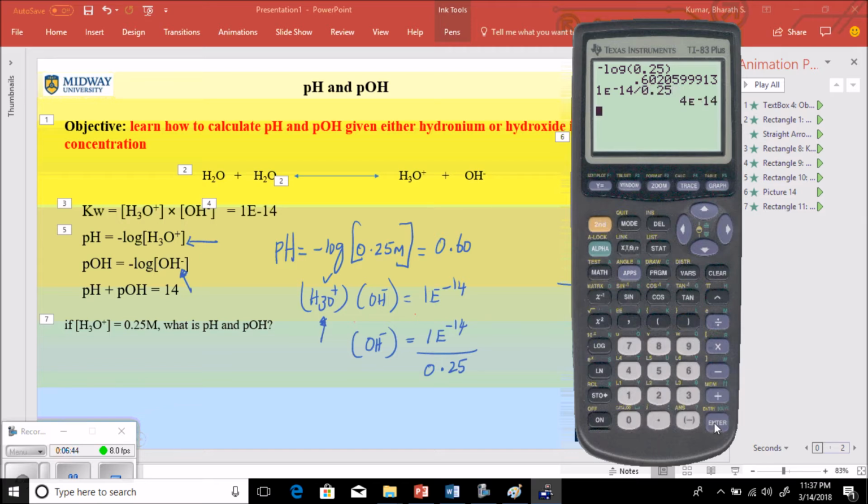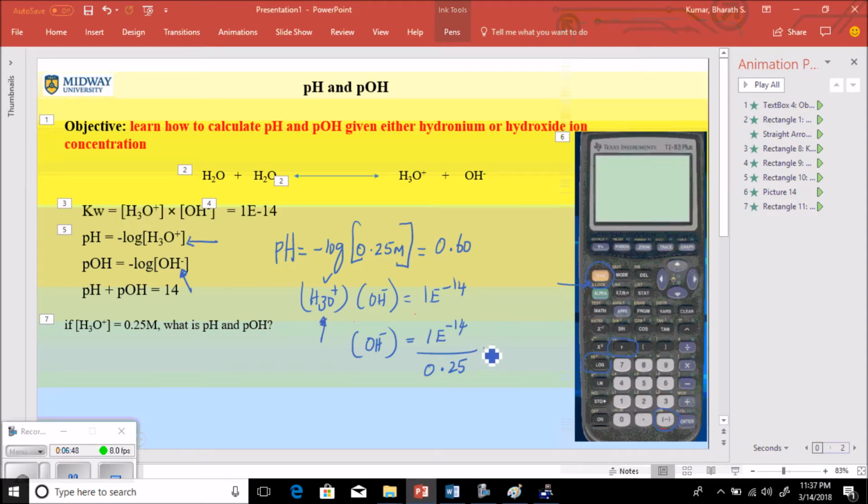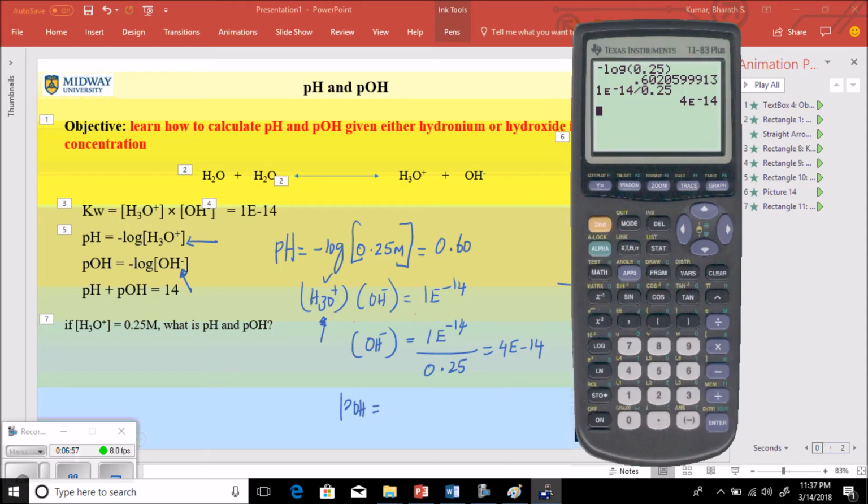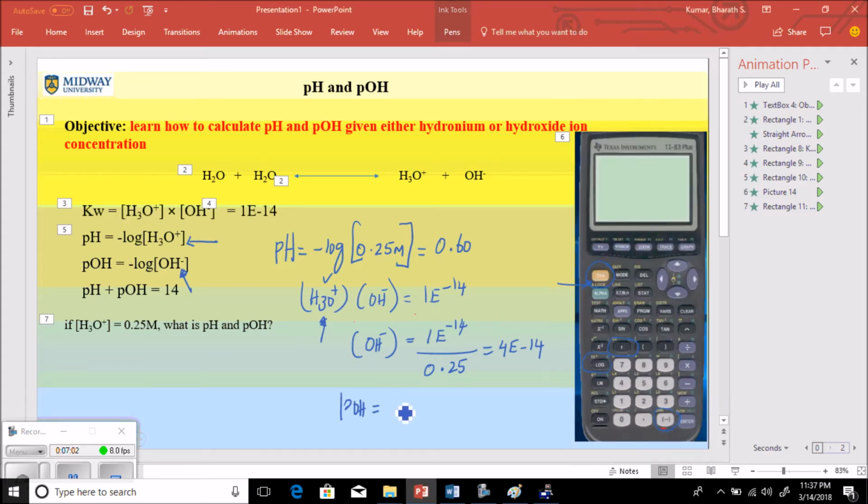This will give you your hydroxide ion concentration, which is equal to 4e to the negative 14. Now we can find pOH. Let's bring our calculator back on screen. Well, the formula, let's write the formula, that'll make things easy. pOH equals negative log of OH minus, which equals negative log of 4e to the negative 14.